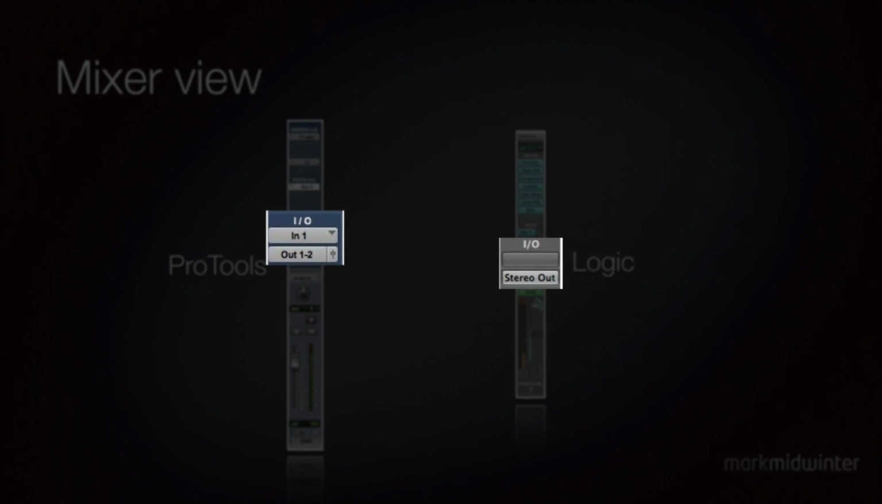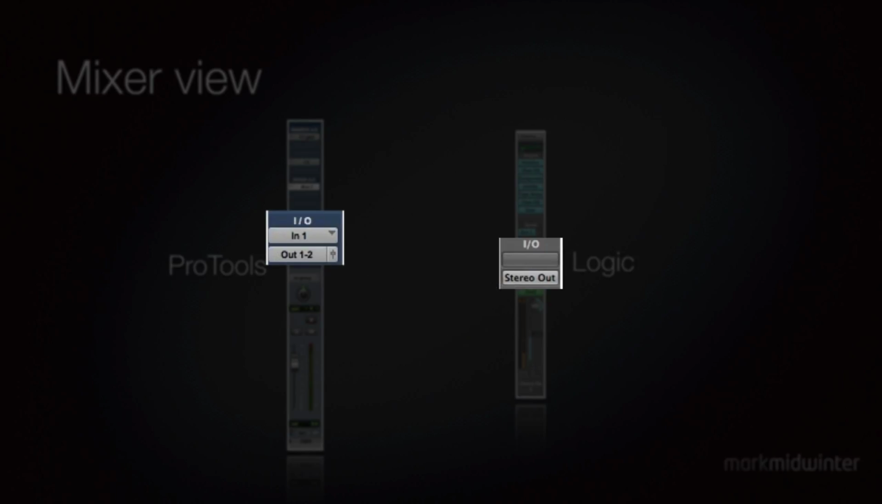Below the sends is the I/O, and this actually relates to the input and output of the channels. Now, as you can see, if you just look at the bottom boxes at the moment, they're both routing to the main stereo output. Logic says stereo out and Pro Tools says out 1, 2. This just indicates that they're both routing to the main output.